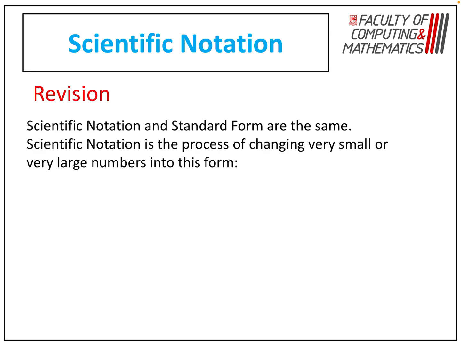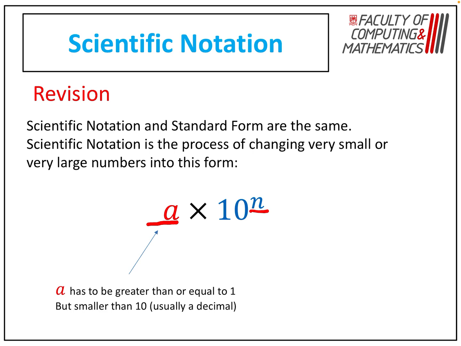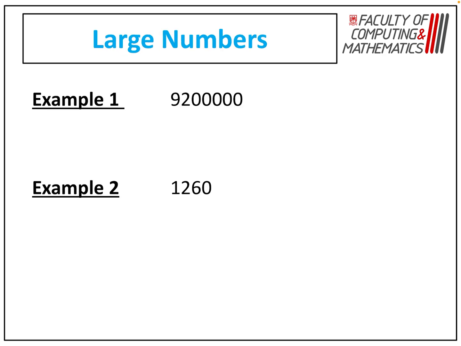So as we said, scientific notation and standard form are the same thing, and these are the process of changing very small or very large numbers into a form that looks like this. So it's a number times 10 to the power of another number. So the A value should always be a number that's between 1 and 10. Often that will be a decimal. And the N value is an integer. That means it can be a positive or negative number. And this will tell us about how the number has changed, how the number has moved places, or the decimal point has moved places.